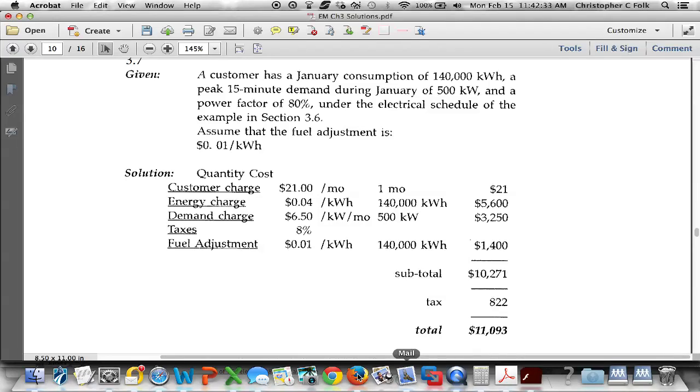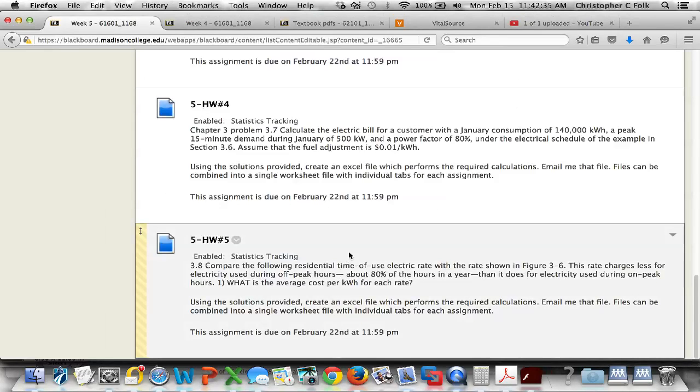All right, one left. Homework number 5. Problem 3.8, we're going to compare the following residential time of use electric rate with that shown in Figure 3-6, which is on page 98 of the text. This rate charges less for electricity during off-peak hours, which amounts to about 80% of the hours in a year, than it does for electricity used in the on-peak hours, which would be the other 20%.